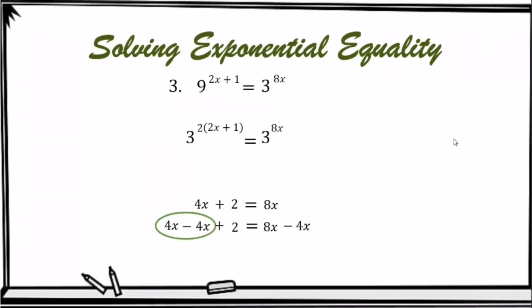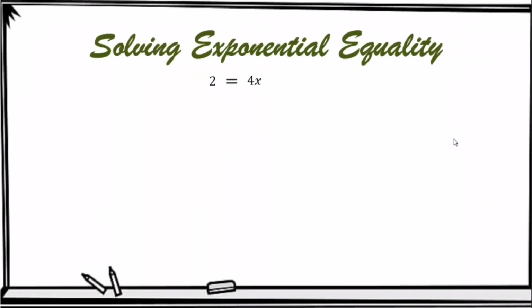On the left side of the equation, 4x minus 4x, that will be 0. So our equation now is 2 is equal to 8x minus 4x. Next, 8x minus 4x, that will be 4x. So our equation is 2 is equal to 4x. Next, multiply both sides by the reciprocal of 4.